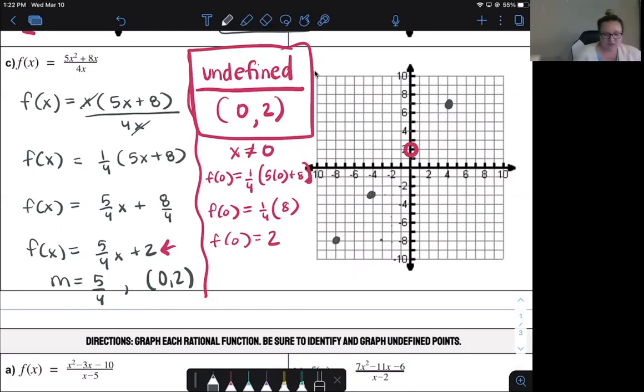There we go. Then I found my undefined point, which ended up being at 0, 2, because in the original function x can't be 0 in that denominator. So my restriction is at 0. I plugged that in and I got 2 for y, so it's at 0, 2. I put an open circle at 0, 2, and then I'm going to draw in the rest of my line to include all of the points to the left and right of that undefined point.